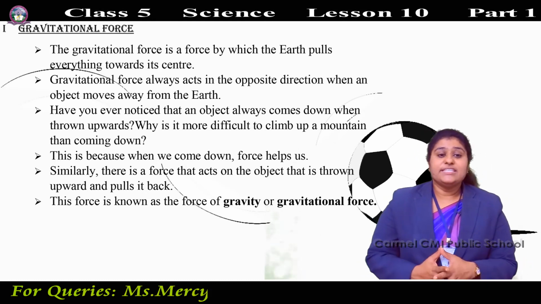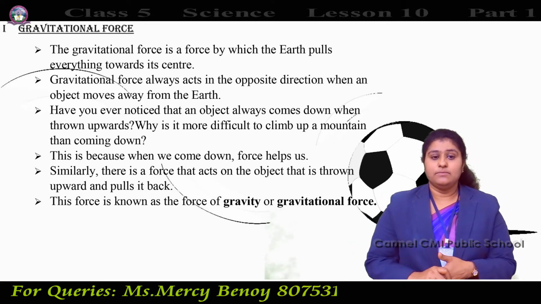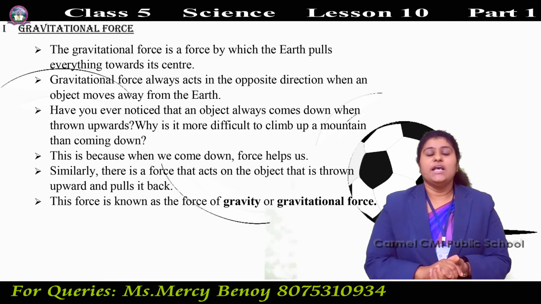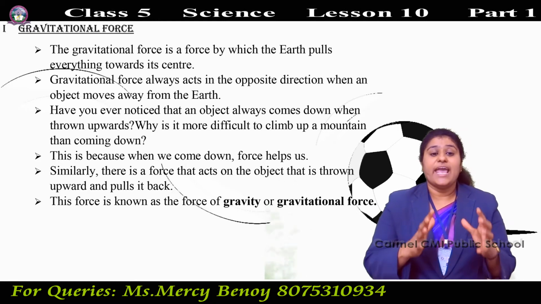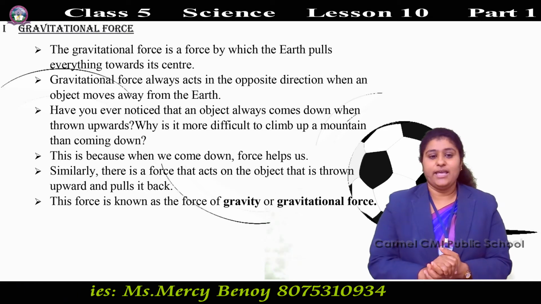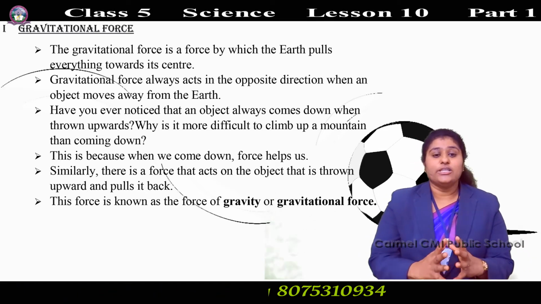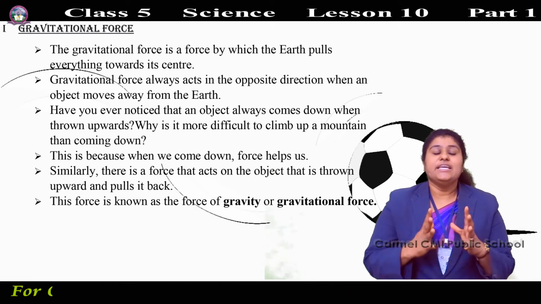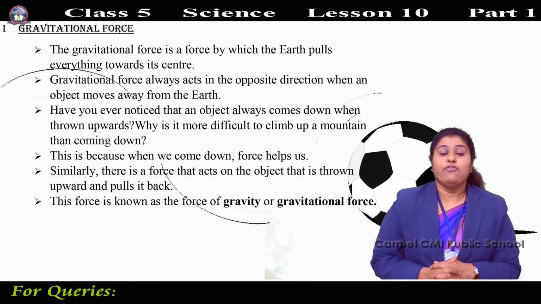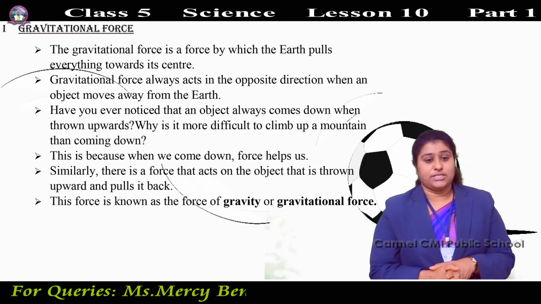And why is it more difficult to climb up a mountain than coming down? This is because when we come down, the force helps us. A force is there. Okay, what is that force? There is a force that acts on the object that is thrown upward and pulls it back. This force is known as the force of gravity or gravitational force.